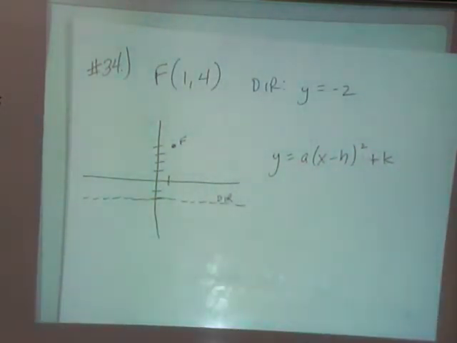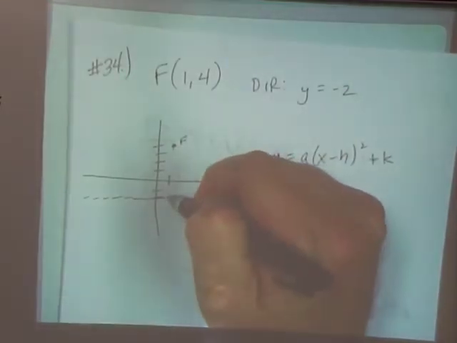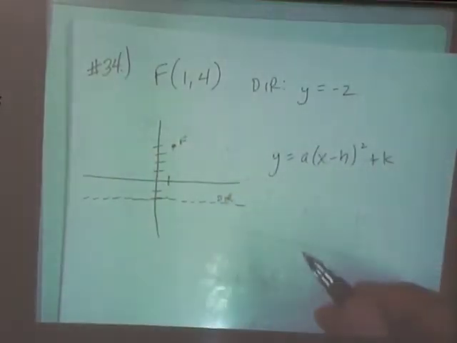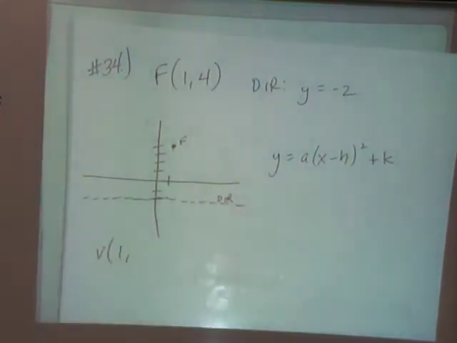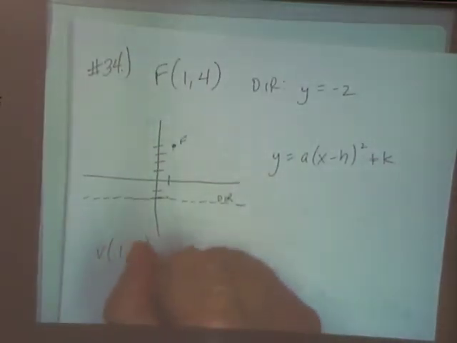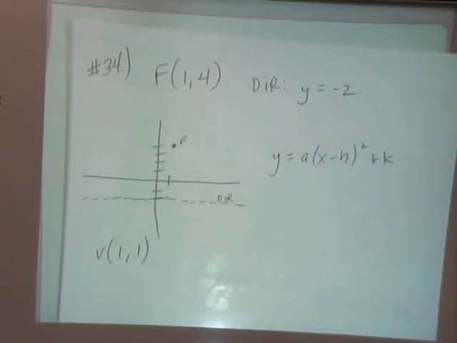So again, how do you find the vertex? Halfway between the directrix and focus. It's got to be right in the middle between this point and this point. So it's going to be 1 comma 1. 4 plus negative 2 is 2, divided by 2 is 1. So we can plug that in.